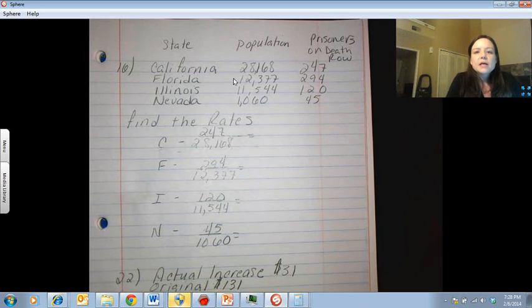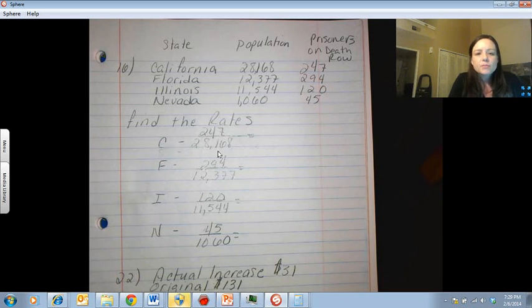California is at 28,168,000. So you'd multiply that by 1,000 to get the actual number, add 3 zeros, which is close to 30 million population. The prisoners on death row are 247. Well, Florida has like more than half the population, but the same amount of prisoners on death row. Illinois' population, prisoners; Nevada's population, prisoners.